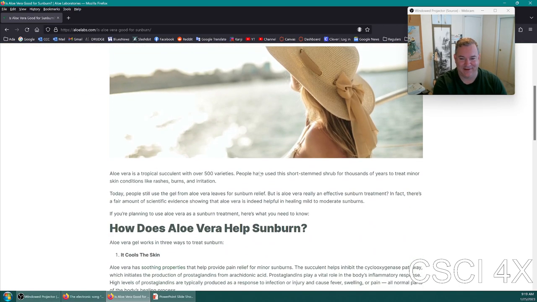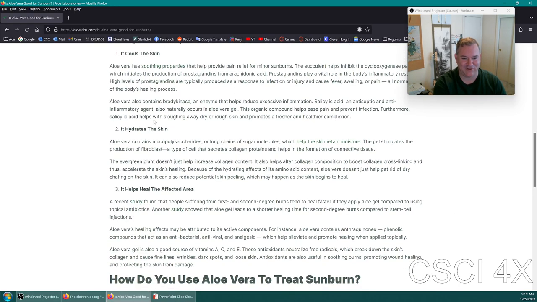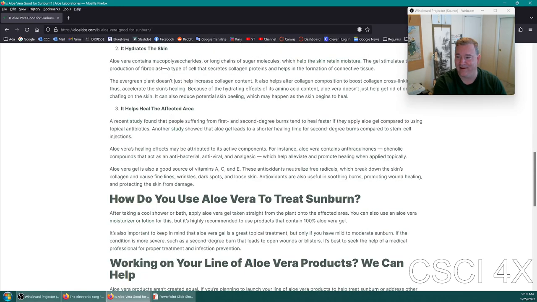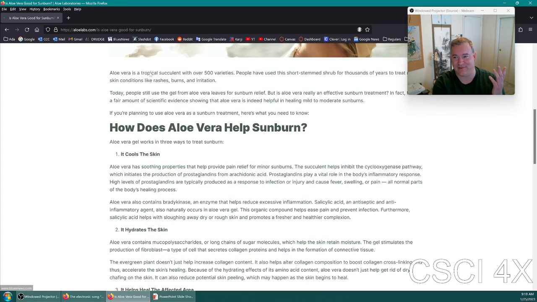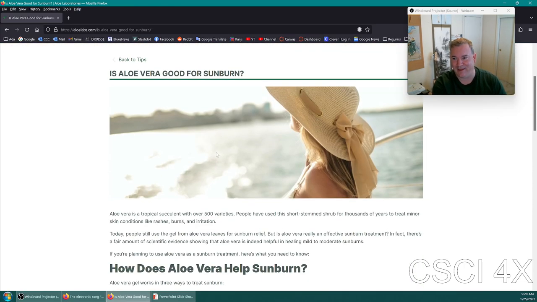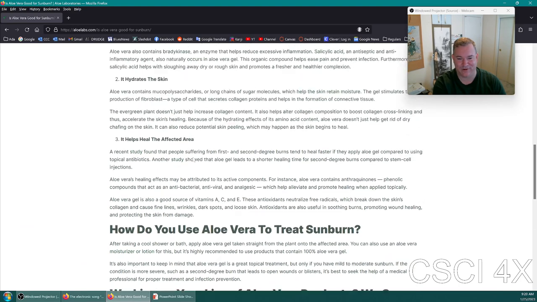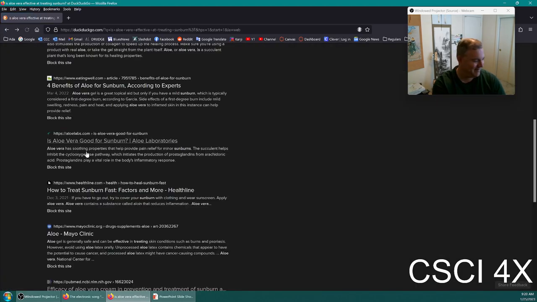So it cools the skin, it hydrates the skin, it helps heal the affected area. There you go. You've got the experts themselves who sell aloe vera. There you go. They tell you that sure enough it works. These are three ways in which aloe vera helps with sunburn. All right. There is a live stream, Ryan.